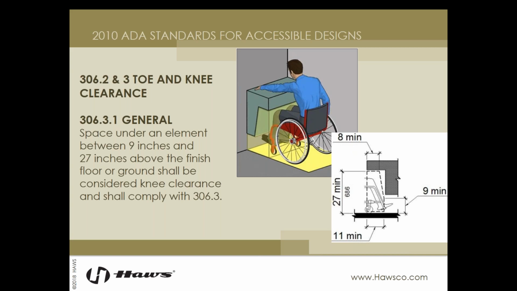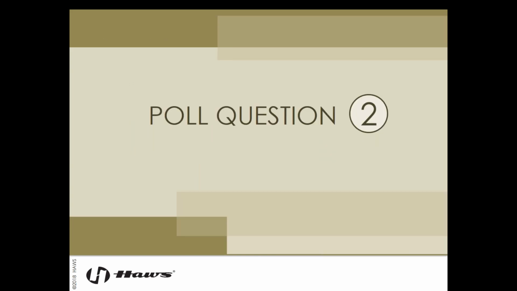So it requires our floor space and then 9 inches of clearance for the user's toes underneath the element and another 27 inches of clearance for their knees underneath the element. I'll give you some examples of obstructions a little later on in the presentation. Anything protruding into this yellow highlighted area on your screen would be considered an obstruction.